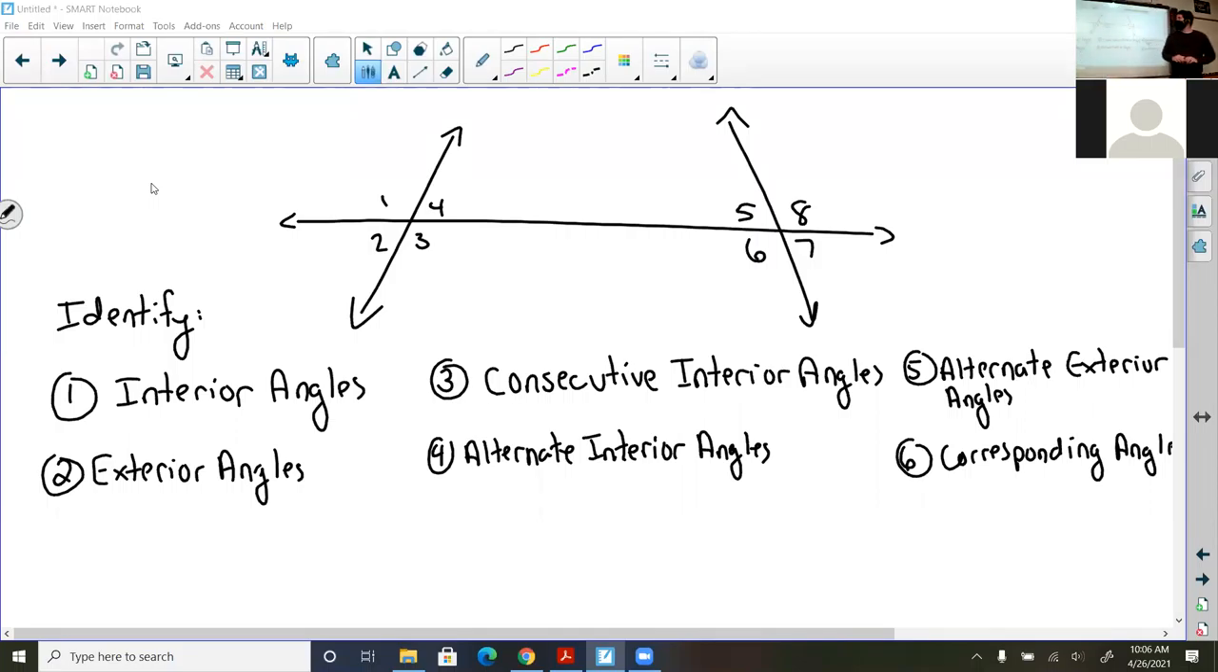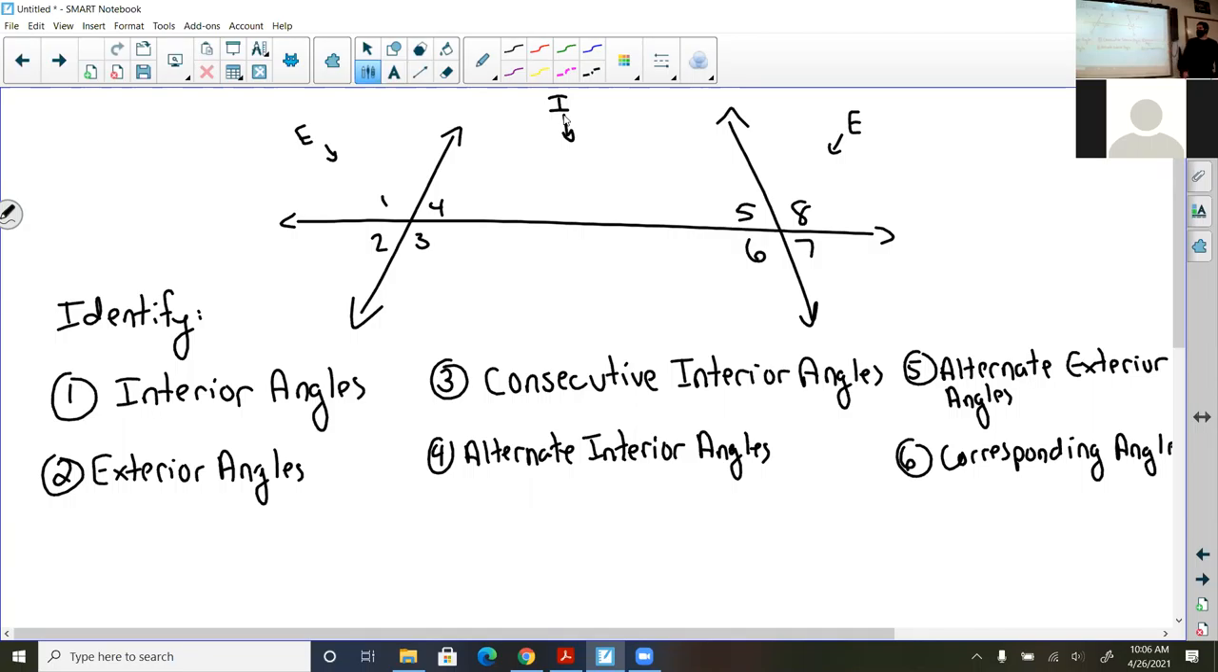Mass break. So for number one, the interior angles, what you're going to find is that interior will be here, and exterior will be out there. Because again, it's what's contained inside by those lines that are being intersected. So all interior angles would be angles 4, 5, and 6. All exterior would be 1, 2, 7, and 8.